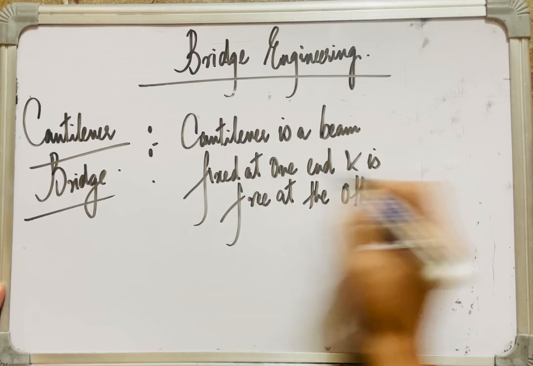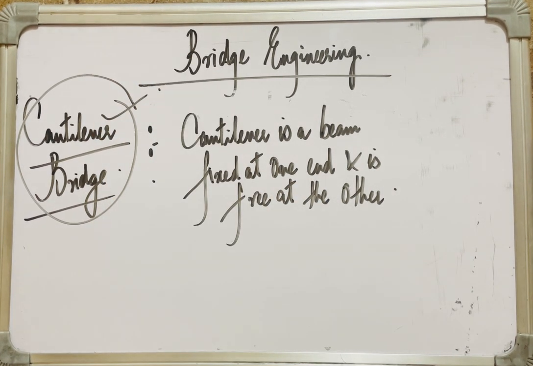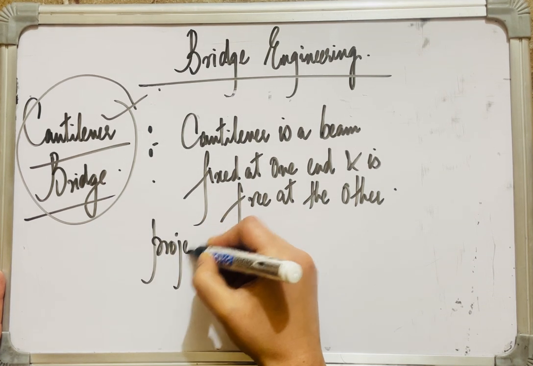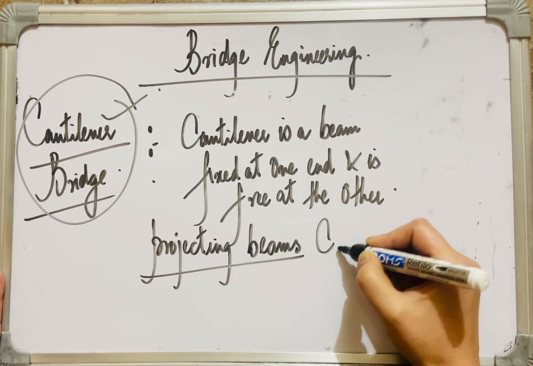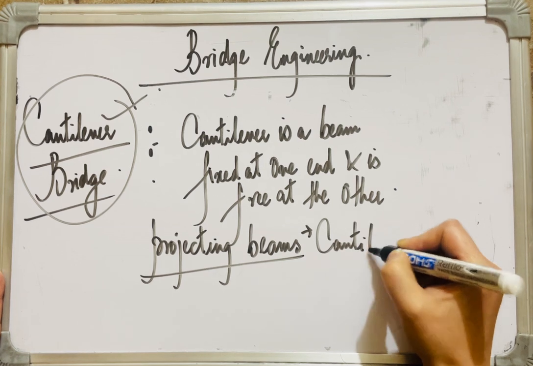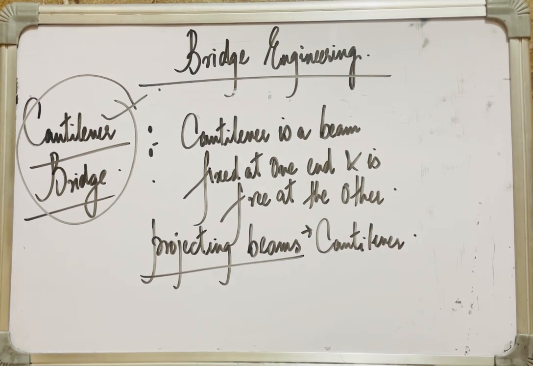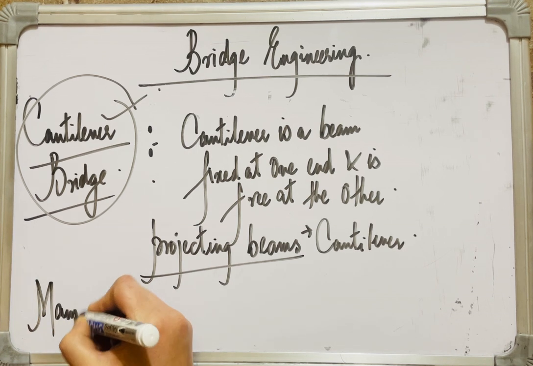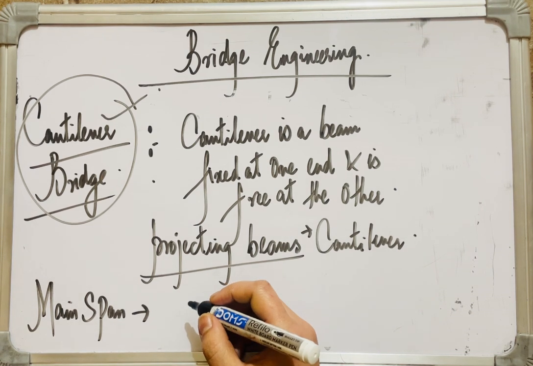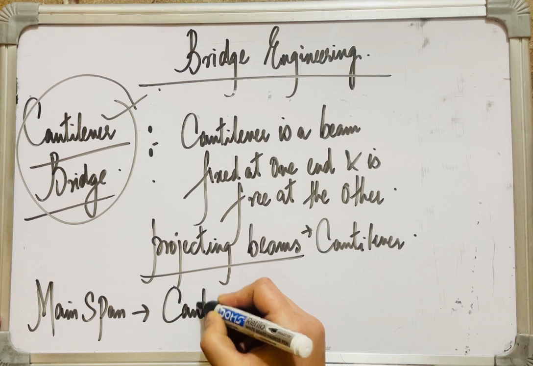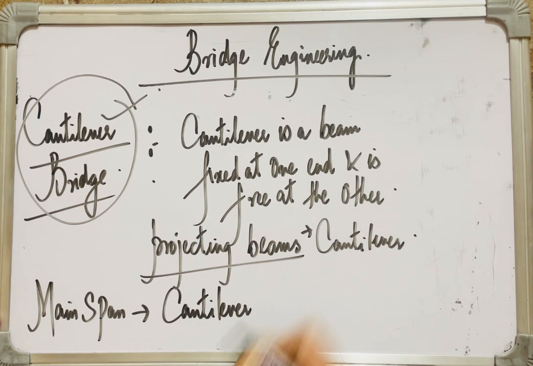And the bridge deck in case of these cantilever bridges is supported by projecting beams which are known as cantilevers. So these cantilevers form the main span of the bridge in case of cantilever bridges, which are fixed at the one end and are free at the other. All right. So typically in case of a cantilever bridge, there are 3 spans.